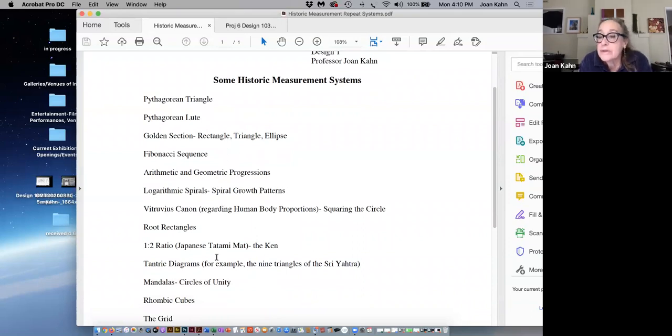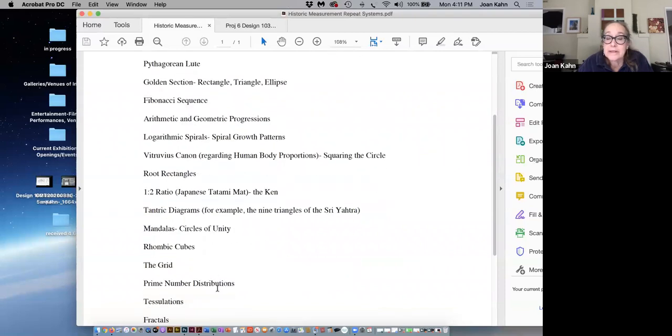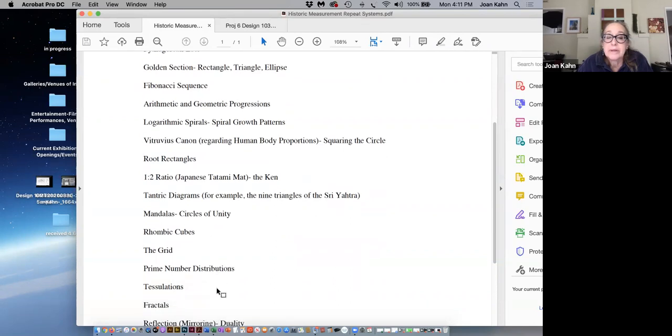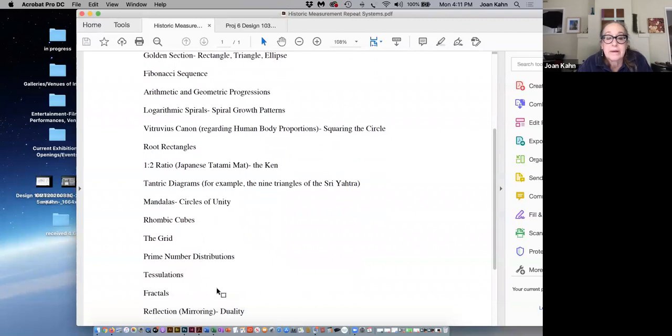Mandalas, circles of unity. A lot of students have been interested in that. They're used for meditating upon in many religions, such as Buddhism and Hinduism and Islam too. Rhombic cubes. The grid, which is a very modernist device, European, American. Prime number distributions, which I don't know too much about, but you could find out.